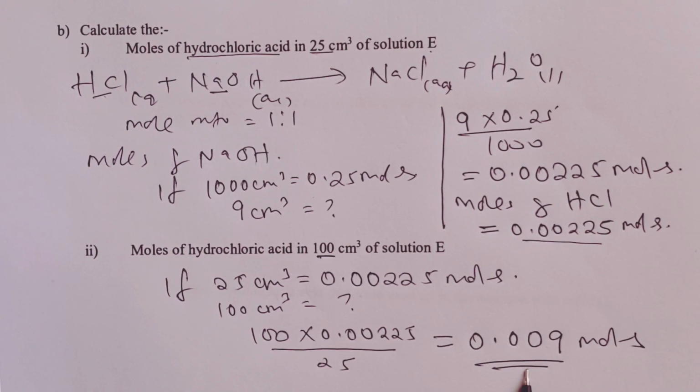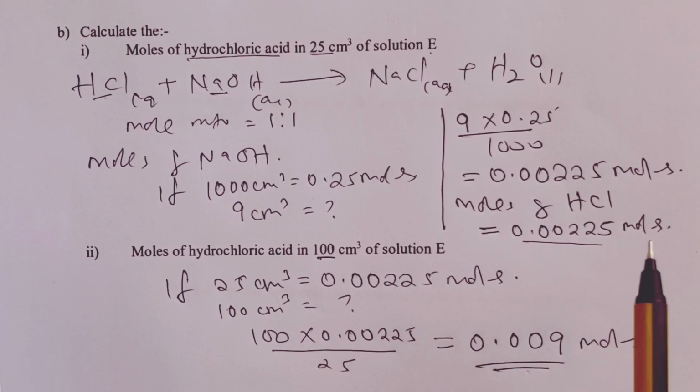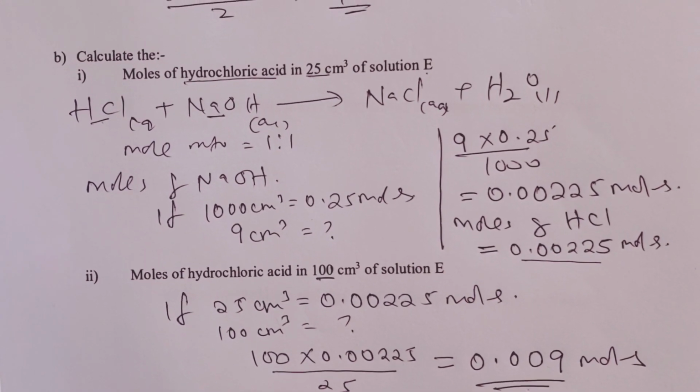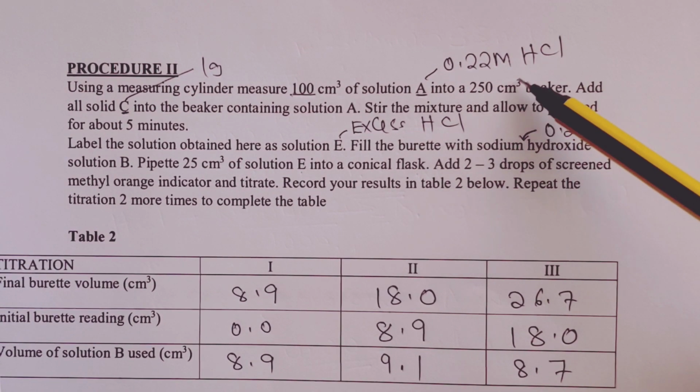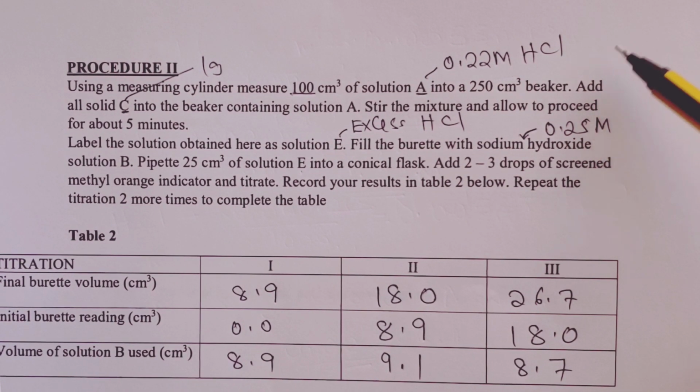But originally we picked 100 cubic centimeters of our solution A. Solution A was a 0.22 molar hydrochloric acid. So armed with these two pieces of information, we can easily tell now the number of moles of hydrochloric acid that reacted with the carbonate. We proceed to that section in a moment.